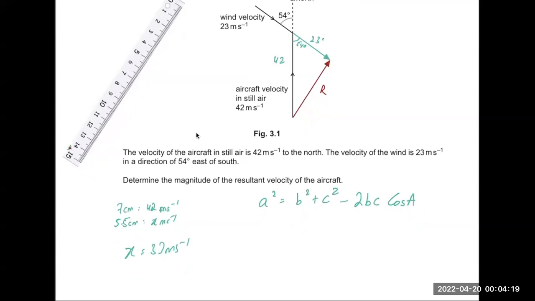And then plug in the values. R squared, this is the resultant velocity. Use any of these as b: 23 squared plus 42 squared minus 2 times 23 times 42 into cos 54. You can solve it like this, and that would also result in the correct answer. Any questions as far as this is concerned?